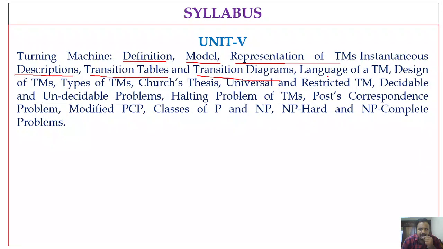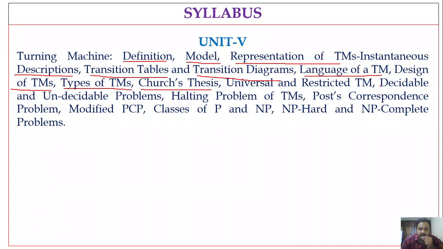Then we will see the language of Turing machine. That means how to represent the language acceptance by a Turing machine in a mathematical form. Next, we will see how to design the Turing machine for different languages. Then we will see the types of Turing machine, followed by Church's thesis, and then we will discuss the universal and restricted Turing machines.